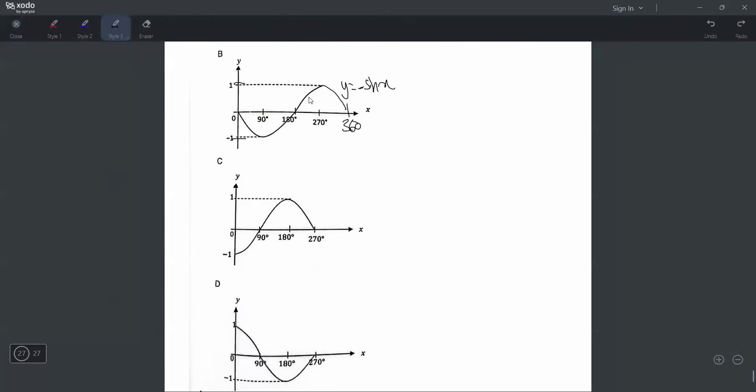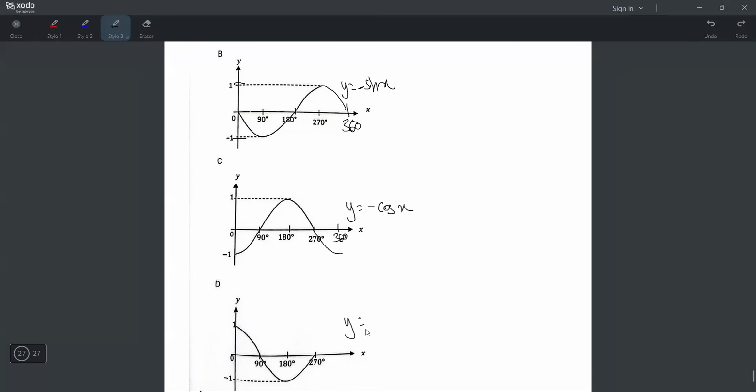For C, let's try to write the correct equation. This looks like a cos graph. The amplitude is 1, negative 1, so it should be negative cos x, because the cos graph is upside down. And it's cos 1x because if you keep going until 360, you have one cycle. The graph never moves up or down, so I don't have to plus or minus anything. So that's the answer for C.